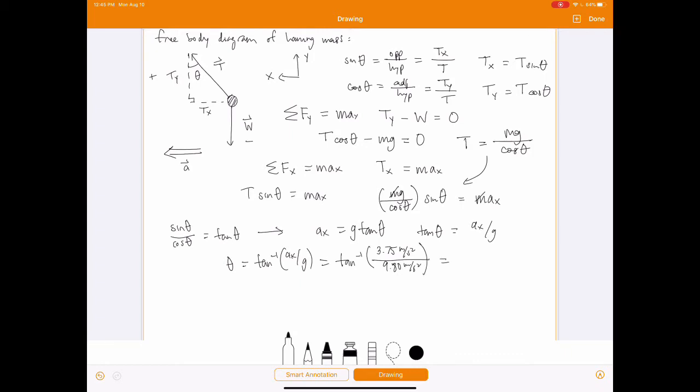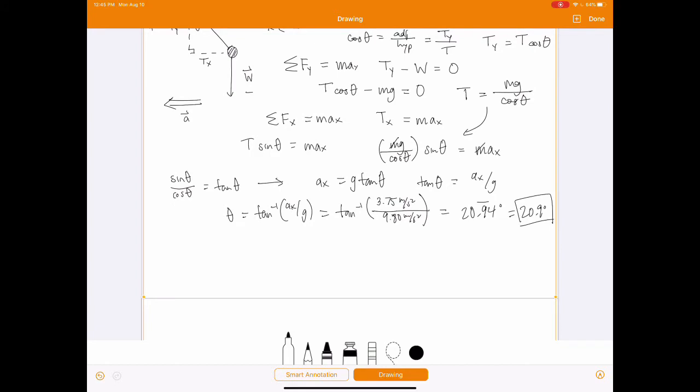So if you do this calculation, you get 20.94. But we'd want to keep 3 sig figs in this case, so that would be 20.9 degrees when we round it. Let's try that again. Okay, 20.9 degrees. There it is.